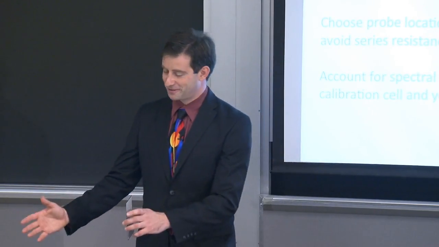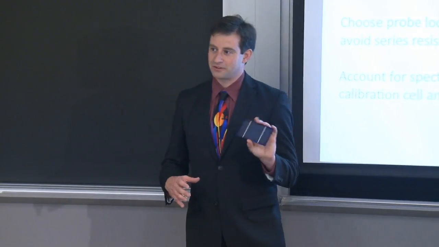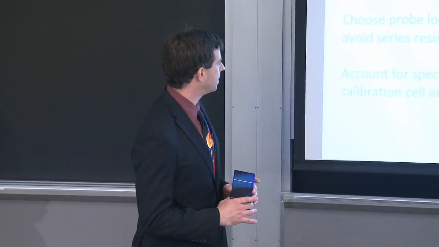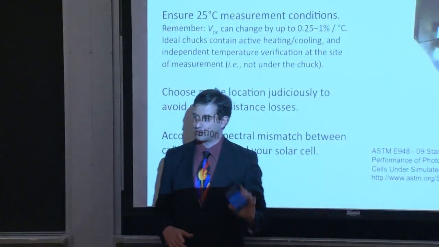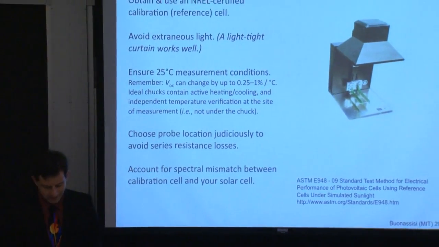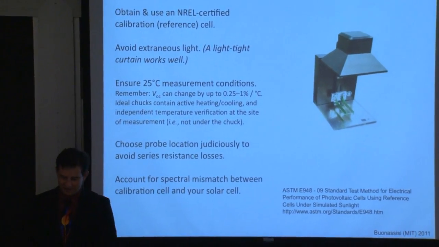Now, as to its drawbacks, we're measuring at 25 degrees Celsius. These cells are typically operating around 60. We know that there's a voltage drop, primarily a voltage drop with increasing temperature. Okay, that's point one. Point number two, the contacting scheme.